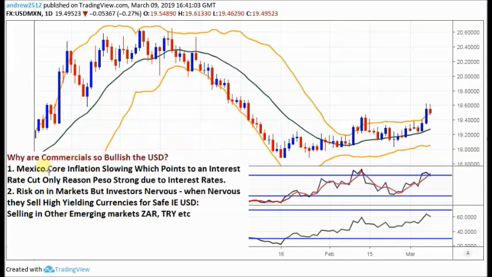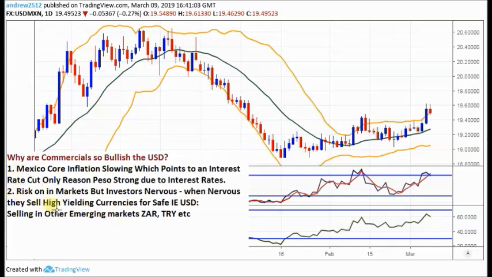Now, in terms of here, I've written why are the commercials so bullish of the USD. Said in previous videos, you don't actually have to know. You can just trust the commercials and time with your technicals, but we like to know what the commercials might be thinking in terms of why are they so long the USD and why the speculators so short.